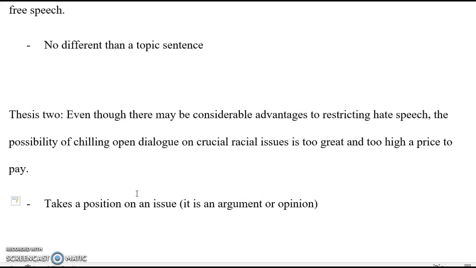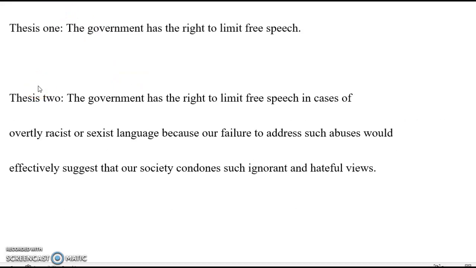Whenever you're writing your thesis statement, you intend to write about your own opinion, and that opinion is your motivation for writing. So let's look at another few examples of a thesis. Okay, let's take a look at two more examples of a thesis statement.